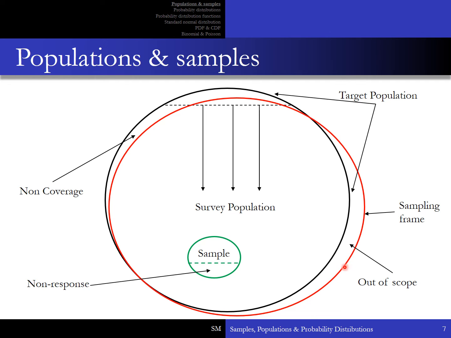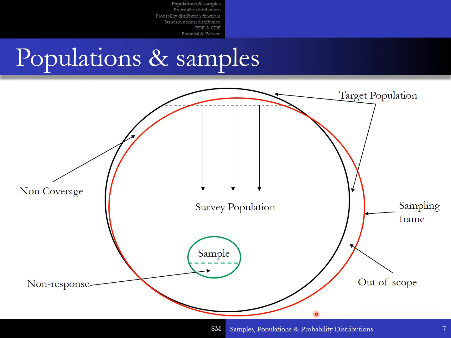A sampling frame is simply a list of the elements. That's indicated by this red circle here. And you'll see that the red circle is slightly offset from the black circle, indicating that these two don't necessarily completely overlap with each other. Why is that? Well, there may simply be some people in the target population who are not included in the sampling frame. There may be some people, for example, who are missing from an electoral register, or whose household for one reason or another is not recorded in the postcode address file. All of these would be examples of so-called non-coverage.